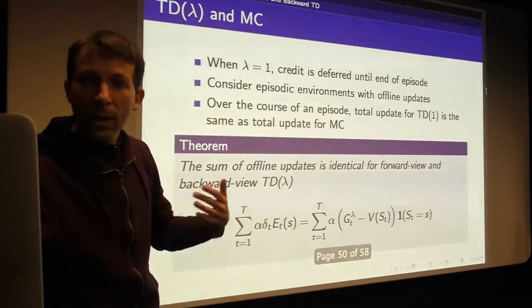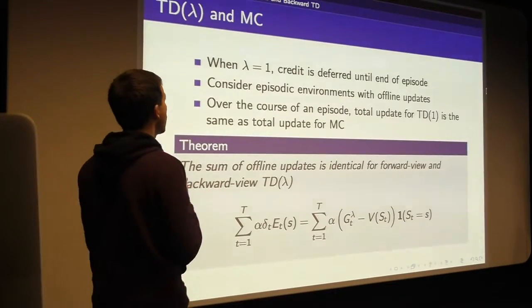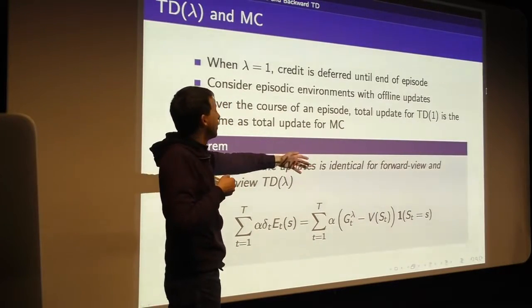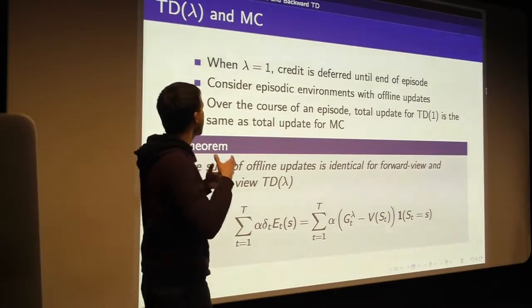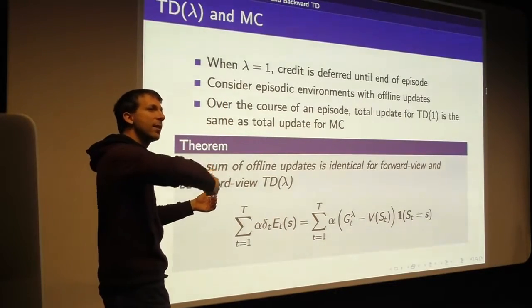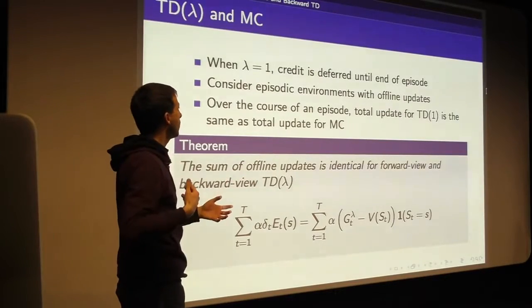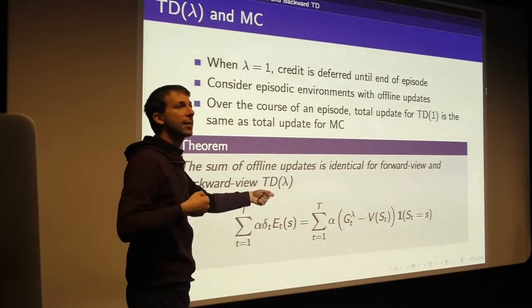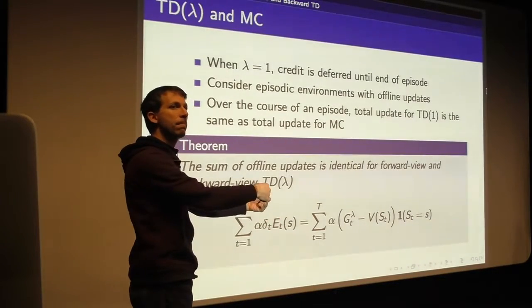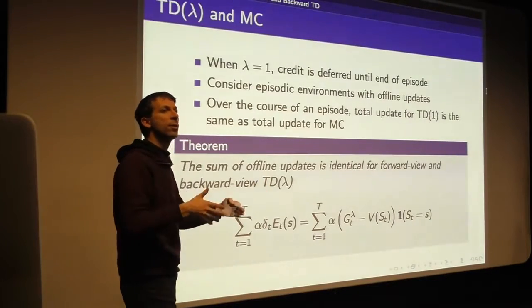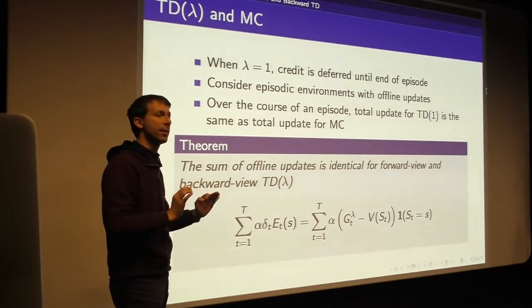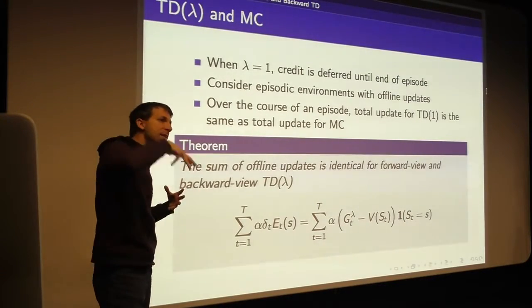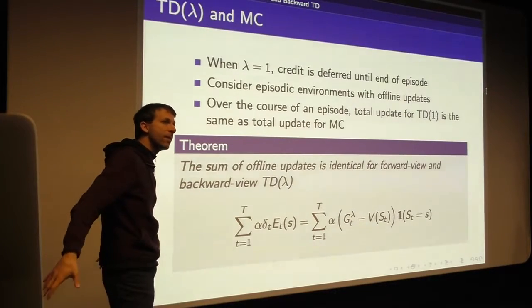At the other extreme, we have lambda equals 1, and in that case, the credit is deferred all the way to the end of the episode. In an episodic environment, this has the nice result that if you accumulate all of the updates using this backward view, the sum of those updates is the same as for the forward view of TD lambda. So the backward view and the forward view of TD lambda are exactly equivalent when you do offline updates. They're the same algorithm. It's just a mechanistic view that can be implemented efficiently.